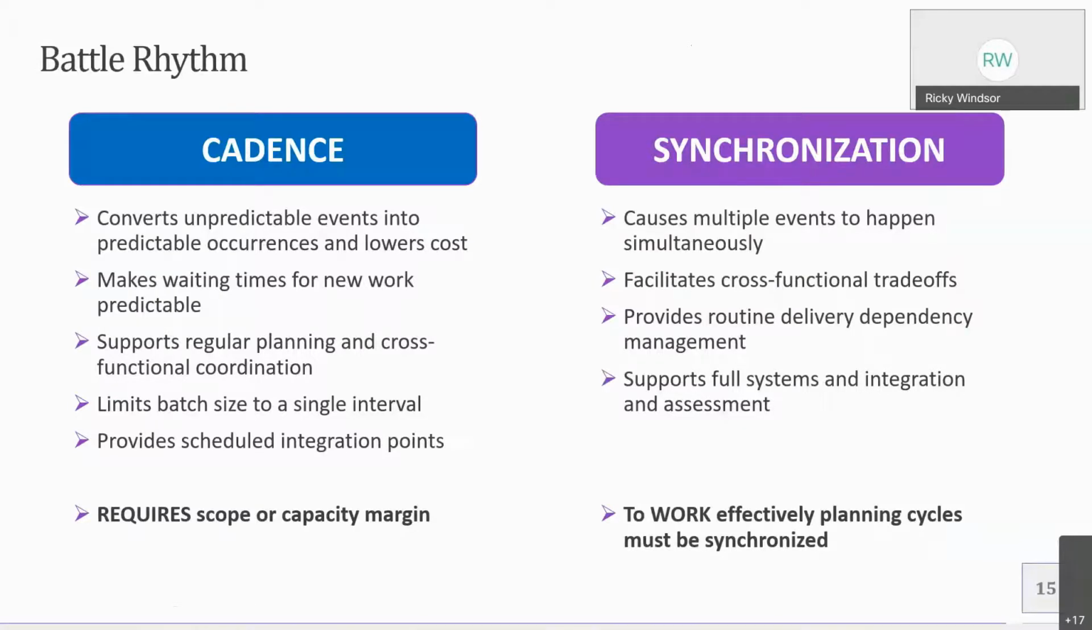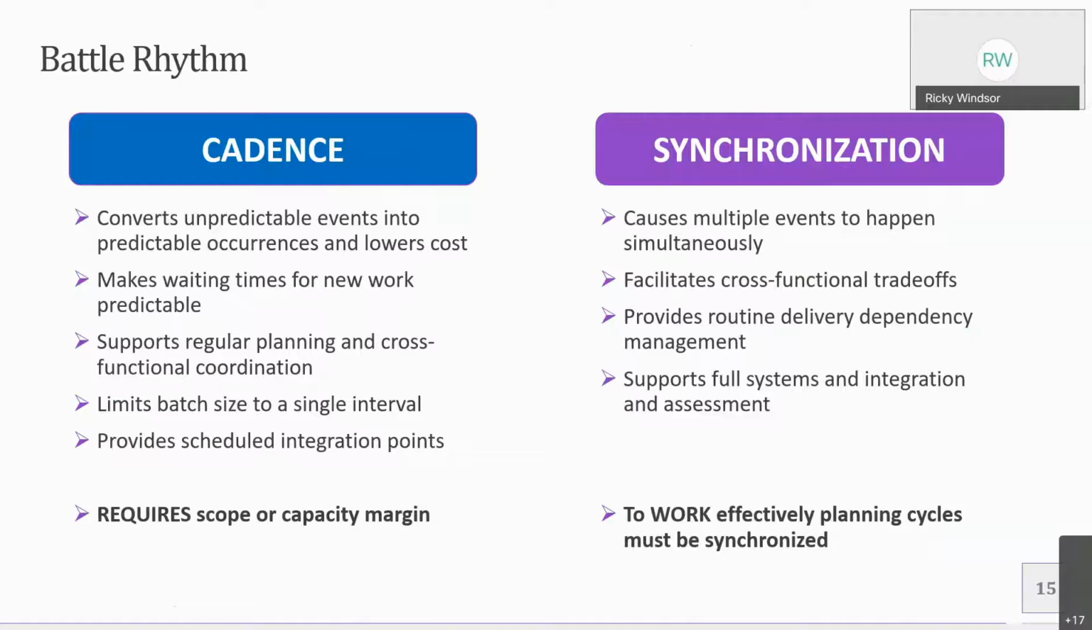Right? Cadence also supports regular planning and cross-functional coordination. Right? So if you're saying every 2 weeks we're going to have a planning meeting about this product, just to double check, and then you have a daily. You have that piece. This is where we're at. So you have that constant rhythm of every day we discuss this product, where we're at, what the prediction is of when it's going to be delivered.